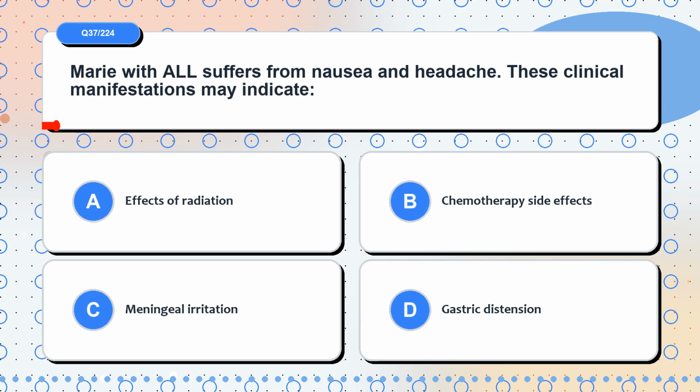Question 37. Marie with ALL suffers from nausea and headache. These clinical manifestations may indicate. Here are the options. Option A. Effects of radiation. Option B. Chemotherapy side effects. Option C. Meningeal irritation. Option D. Gastric distension.